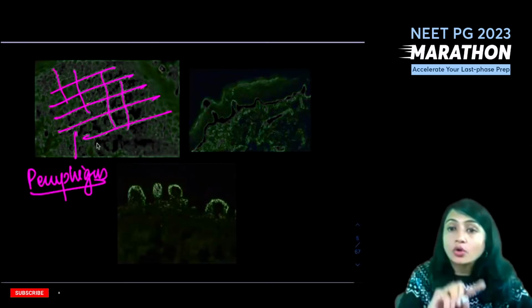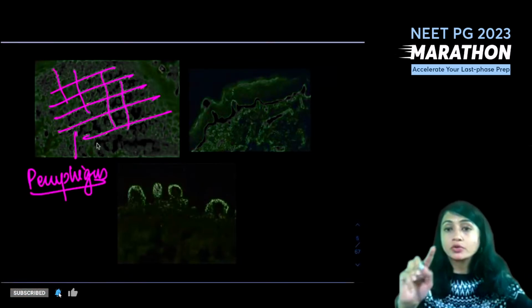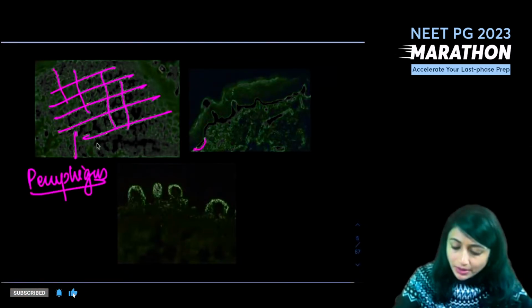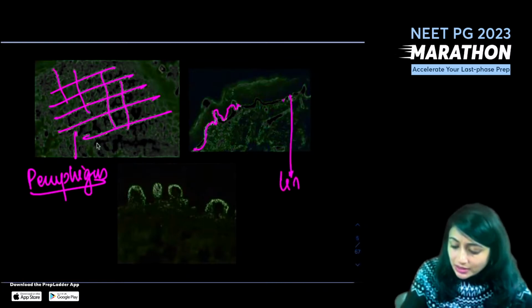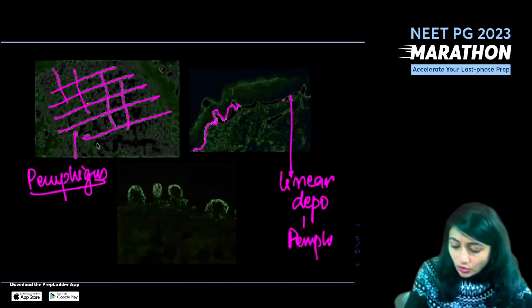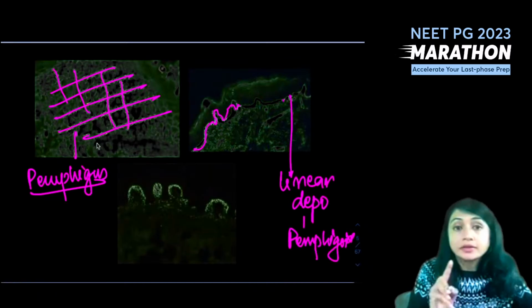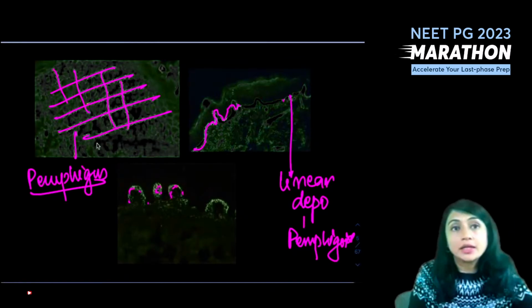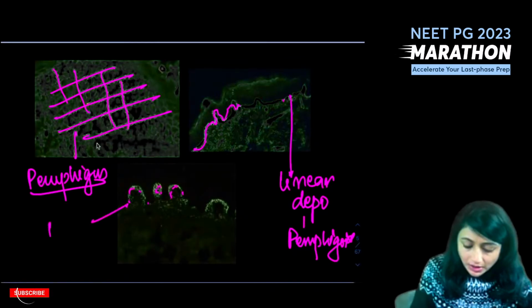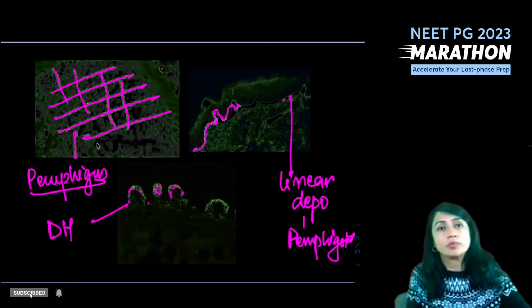In the pemphigoid group, my antigen is in the basement membrane zone. So what do I see? I see this linear deposition, and this linear deposition I will see in pemphigoid group. Then the third type of DIF is, I see this papillary tip immunofluorescence, which is seen in dermatitis herpetiformis.